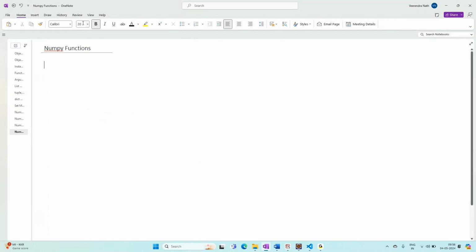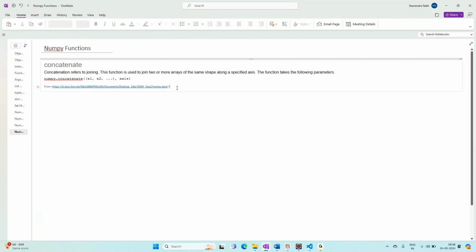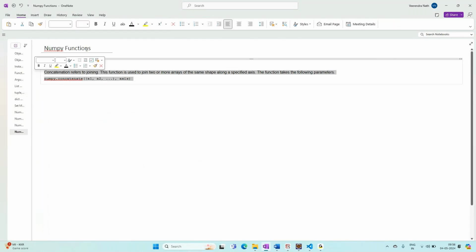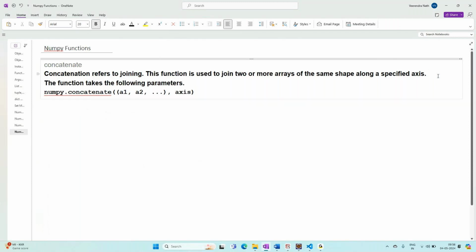So whenever I'm talking about concatenation, if you just read this, what will it tell you? Concatenation refers to joining. So what will this function do? It will join two or more arrays of the same shape along a specified axis. If you are giving an axis also, it will take it. In axis, we can give either 0 or 1.